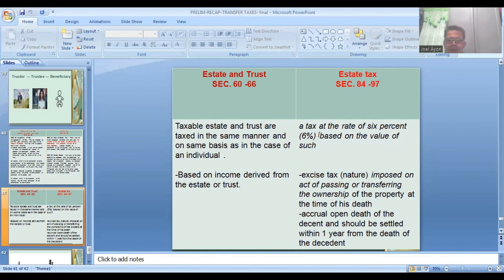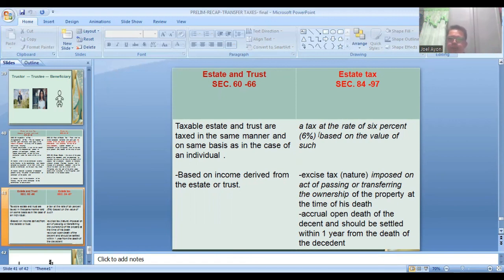Okay? And then estate tax is actually an excise tax. Once again, I would like to reiterate that there are two definitions of excise tax. The other one is the luxurious or sinful taxes. But in this context, the excise tax is the right or privilege to transfer the property, imposed on the act of passing or transferring the ownership of the property at the time of his death. Then the accrued debt of the decedent should be settled within 1 year from the death of the decedent.